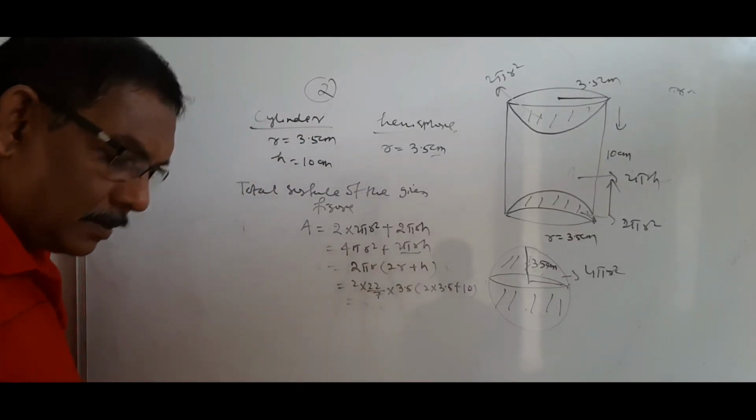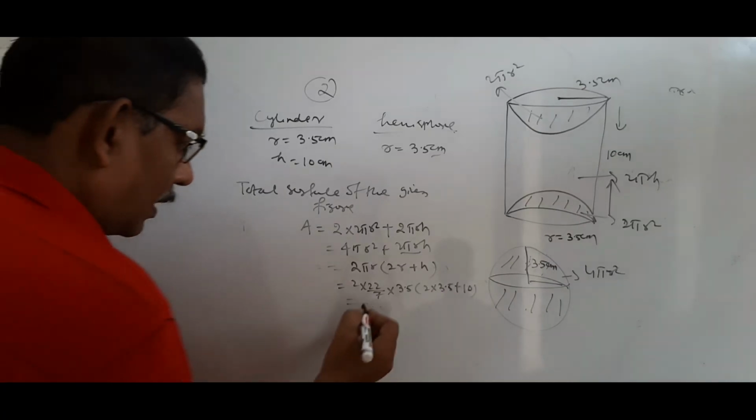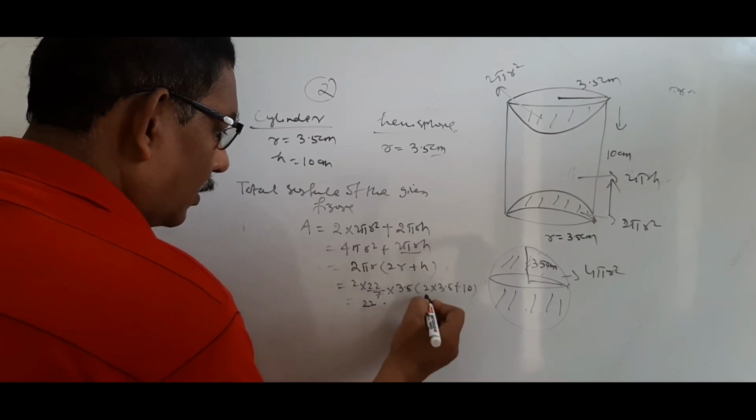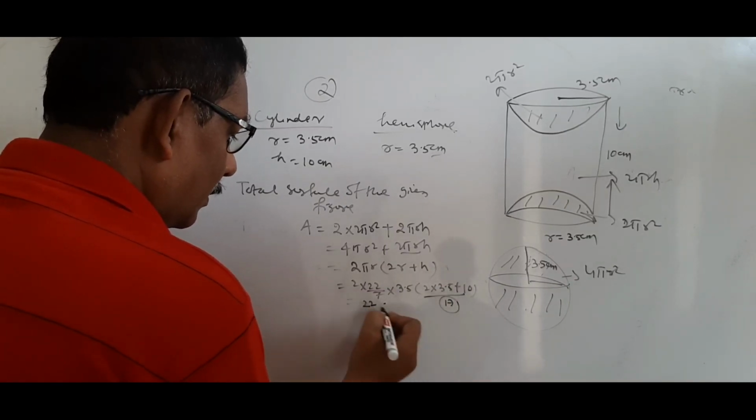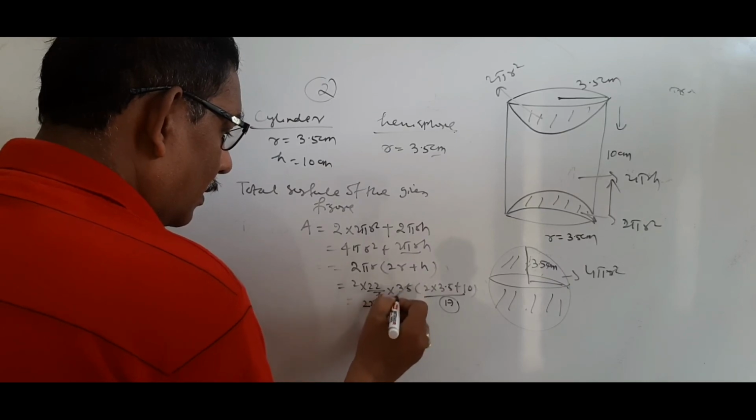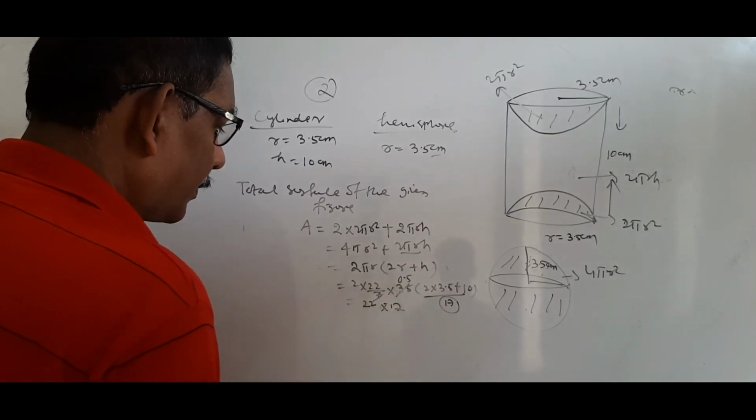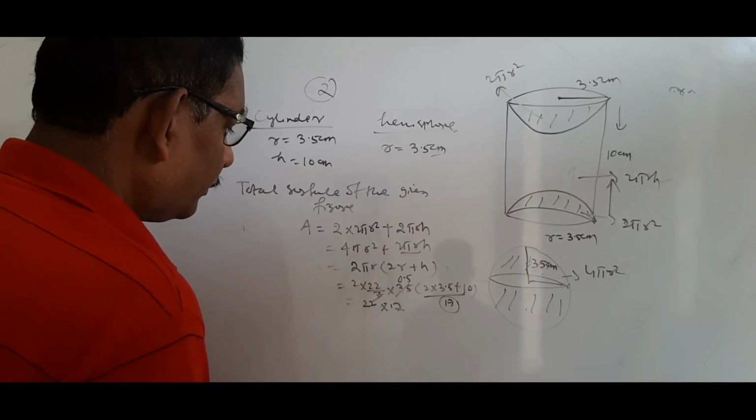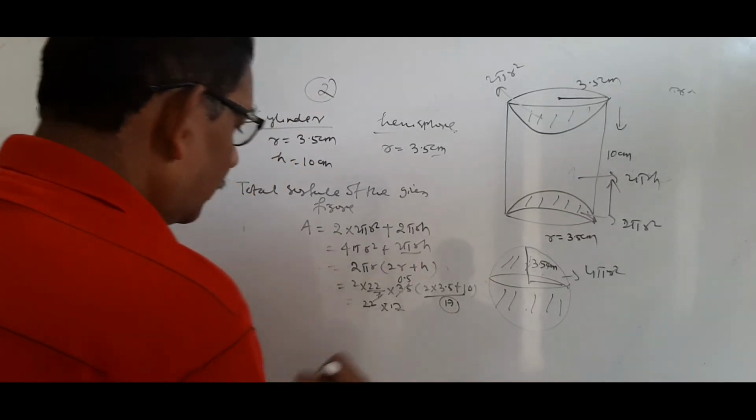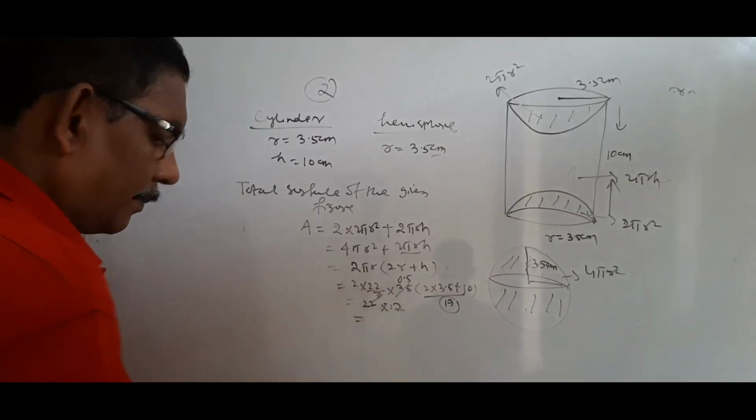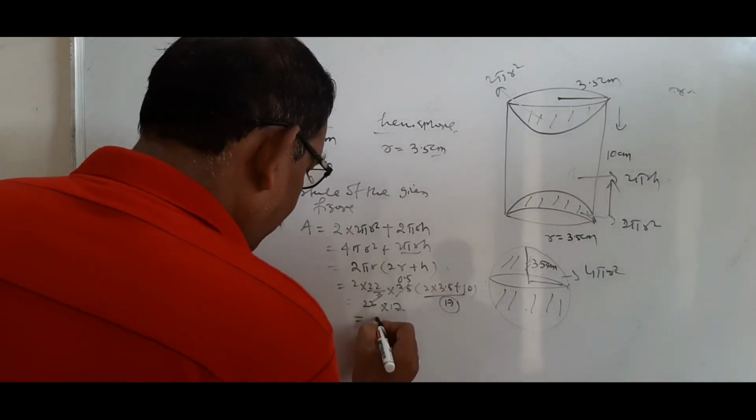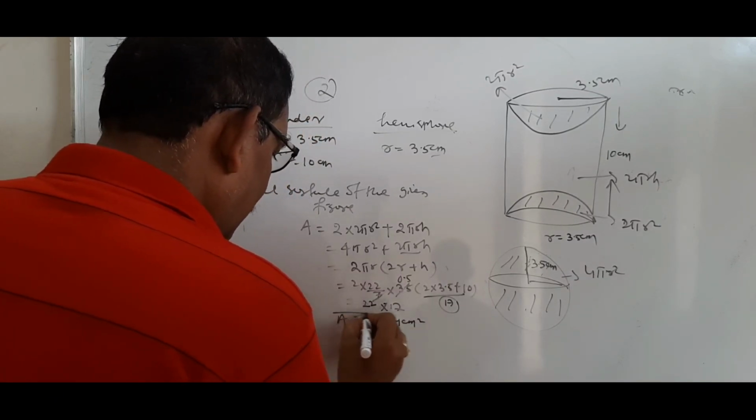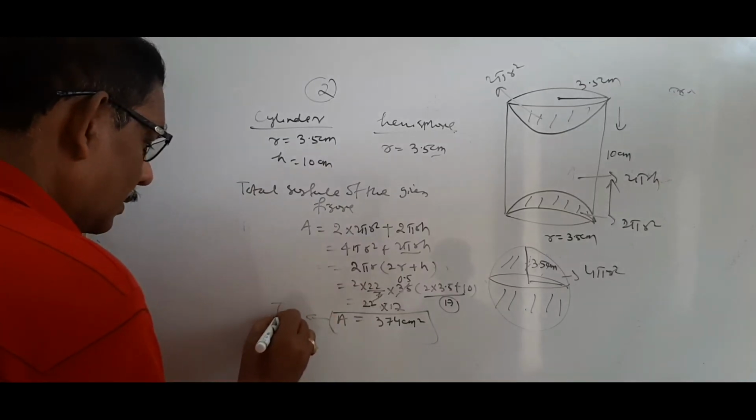After solving, this value became 22, and 17, 22 into 17 is 374. So the total surface area, TSA, is 374 centimeter square.